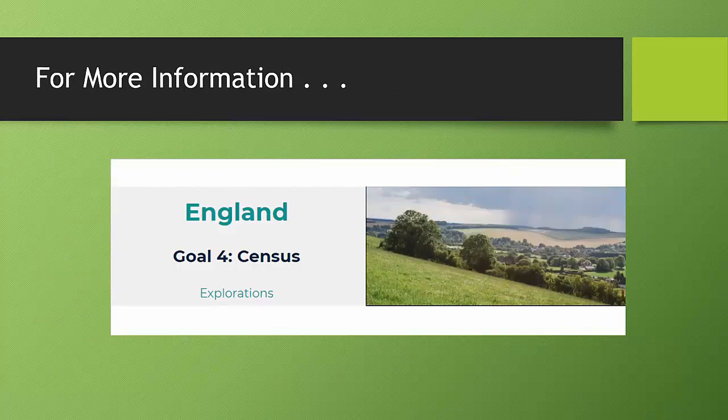You'll find that the census plays a key role in researching your English ancestors in the 1800s and early 1900s. If you'd like to learn more, review the resources on the England Goal 4 census page.